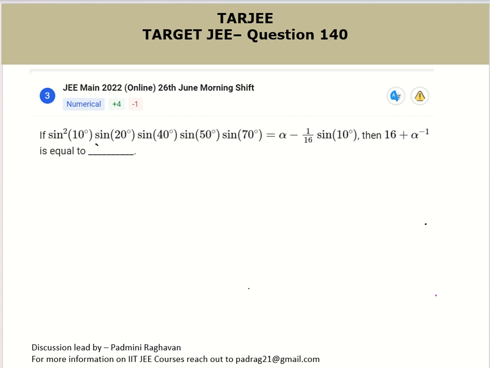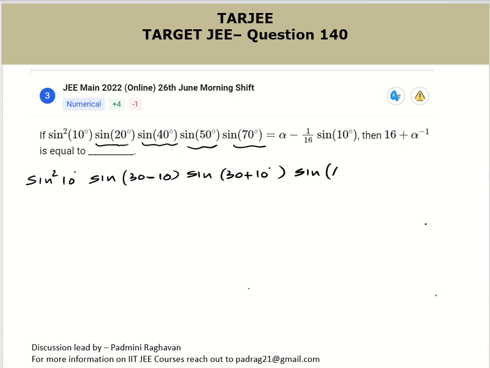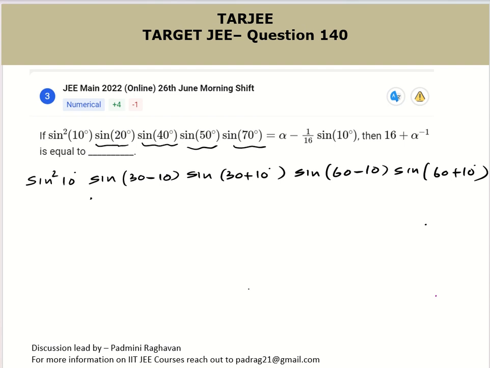When you see this sine 20 and sine 40, you can write 20 as 30 minus 10 and 40 as 30 plus 10. So we get sine square 10 into sine of (30 minus 10) into sine of (30 plus 10). Similarly, you can express sine 50 and sine 70 as sine of (60 minus 10) into sine of (60 plus 10). Now let me recall an identity for you.